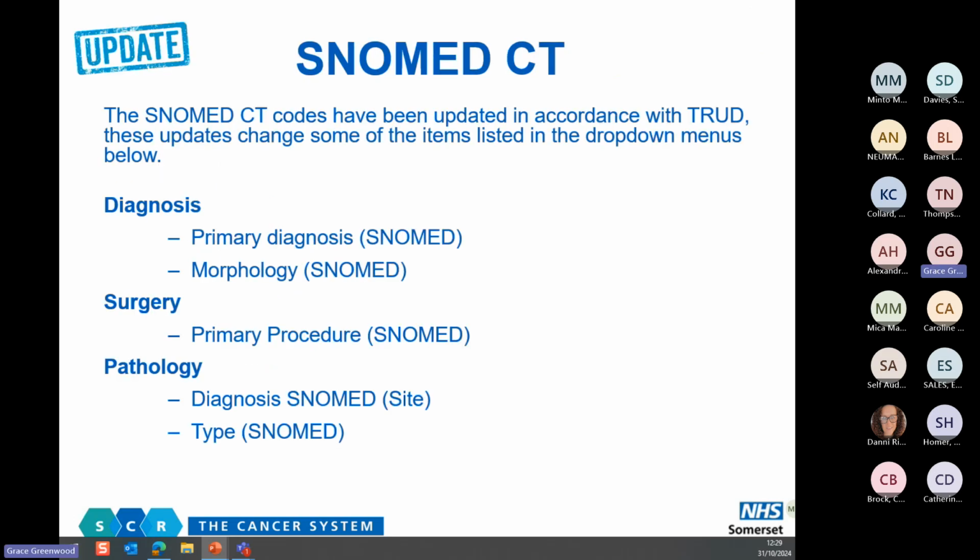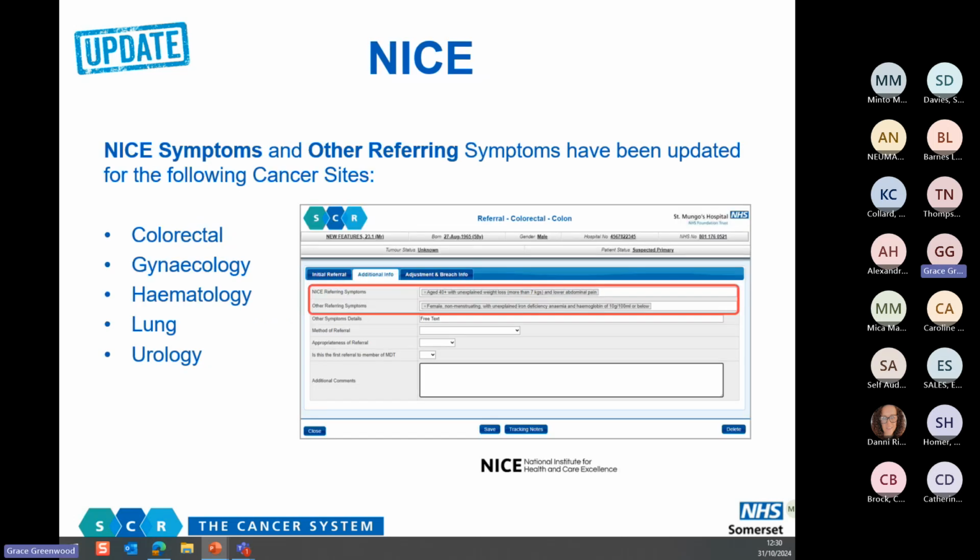The SNOMED CT codes have been updated in accordance with TRUD, and these updates change some of the items listed within the drop-down menus that you can see here. Again, full details of this can be found within our new features guide. Changes have been made within our system to accommodate the updates to NICE referring symptoms and other referring symptoms. Cancer sites affected include colorectal, gynaecology, haematology, lung and urology. Again, all of these details can be found within our SCR new release guide.